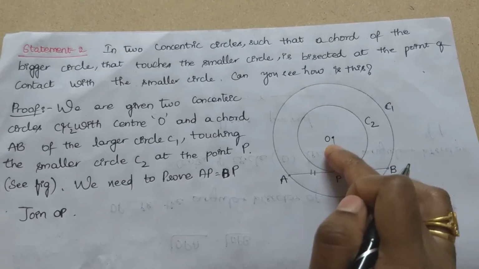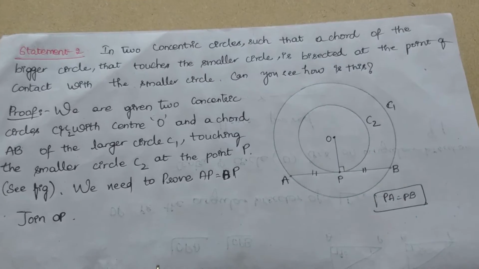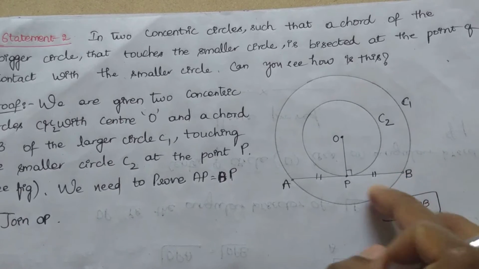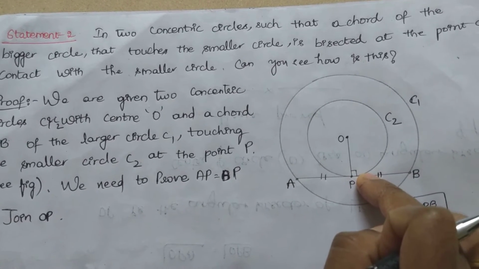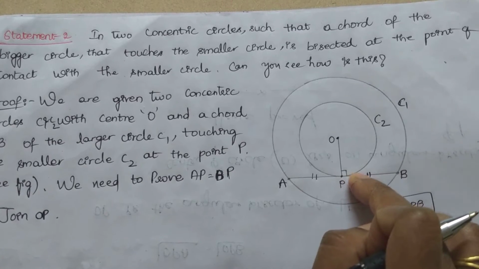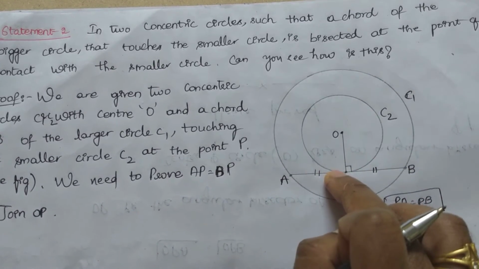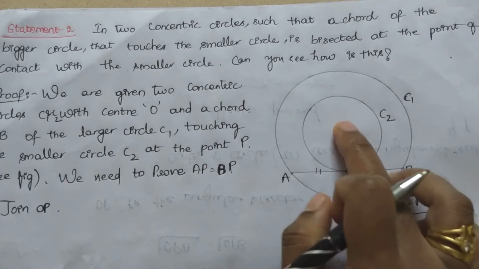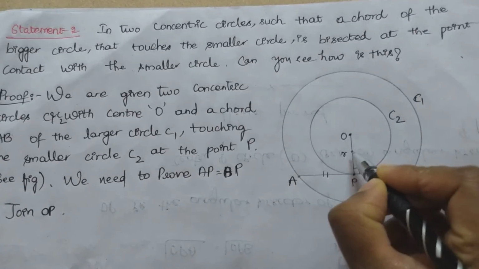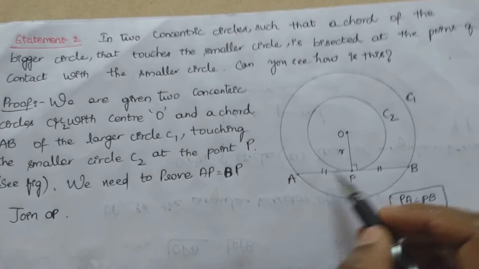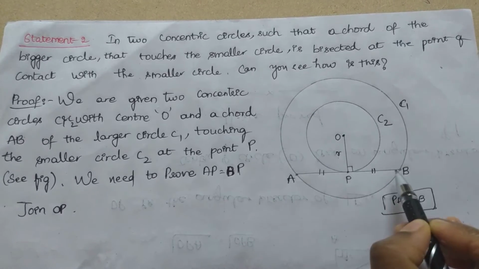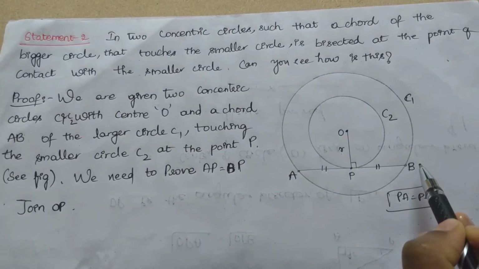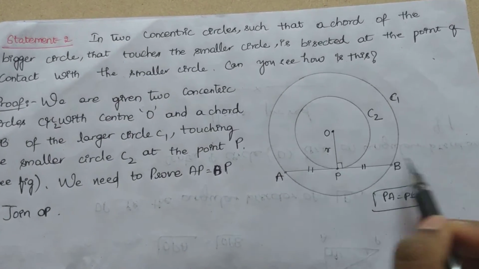For that, what did I do? I have joined OP. When I join OP, AB is a tangent to the circle C2 at P, because here the point of contact is P, right? So, at P, AB is a tangent to the circle C2 and OP is its radius. OP is the radius of the circle C2 and P is the point of contact for the tangent AB. So, as per theorem 9.1, OP is perpendicular to AB. Correct?